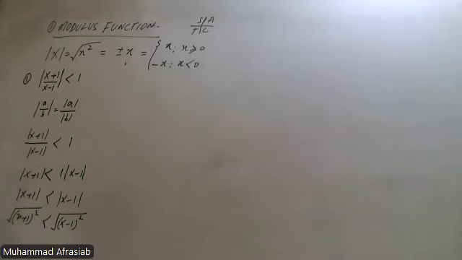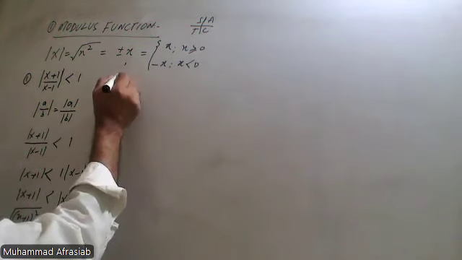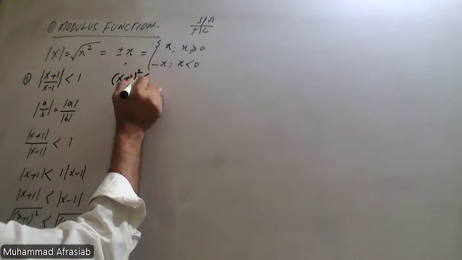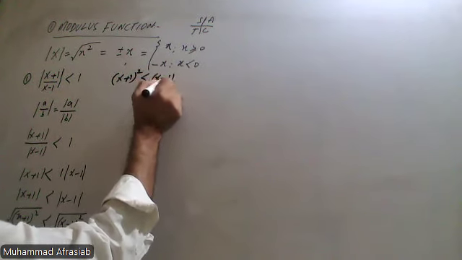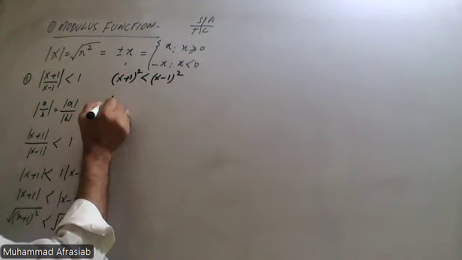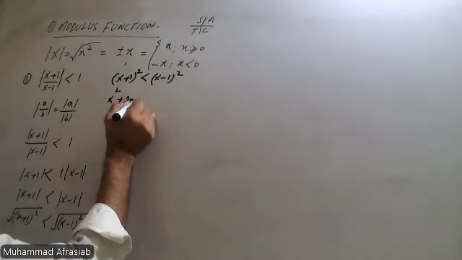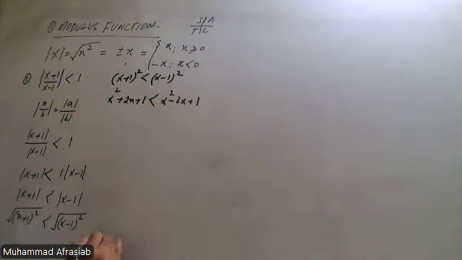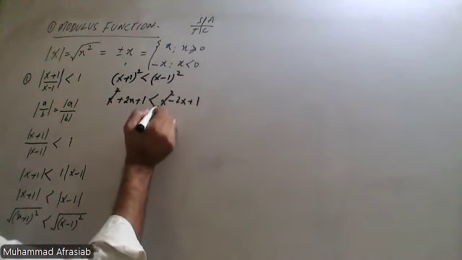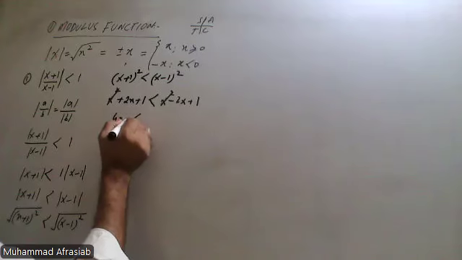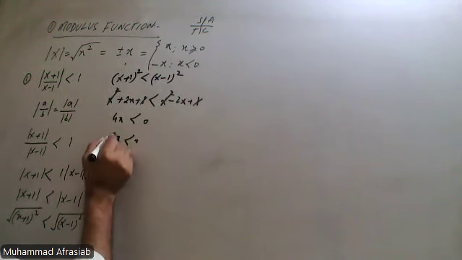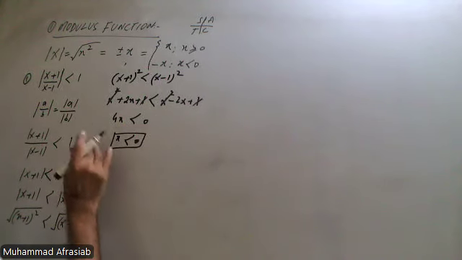By squaring on both sides, (x plus 1) whole square is less than (x minus 1) whole square. Now you open it: x square plus 2x plus 1 is less than x square minus 2x plus 1. So x square and x square are going to cancel. 4x is less than 0, or x is less than 0 is the answer of this solution.